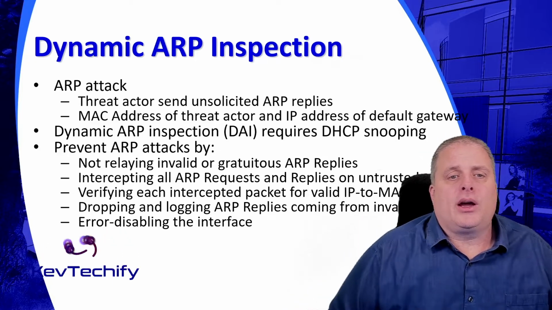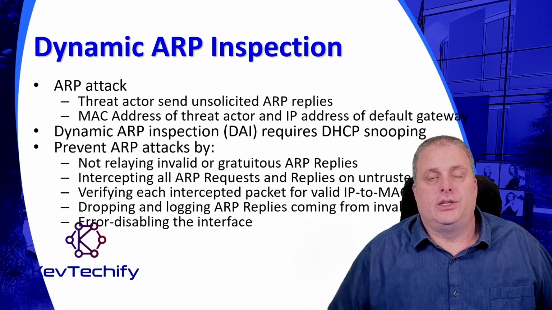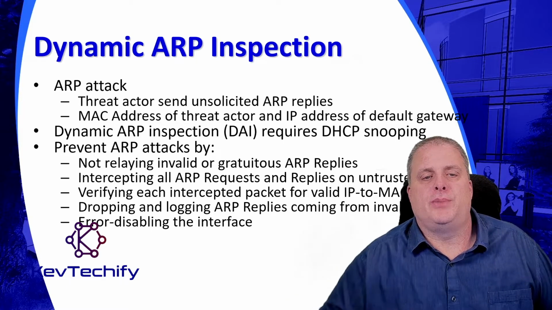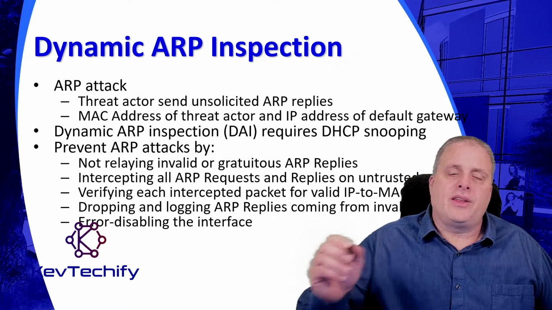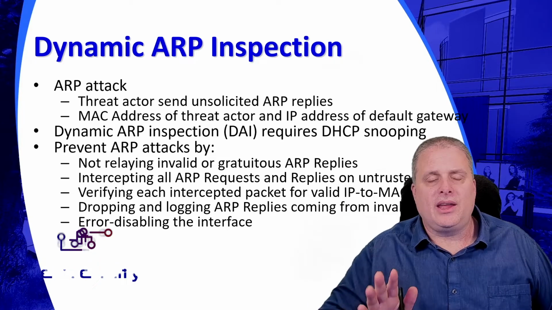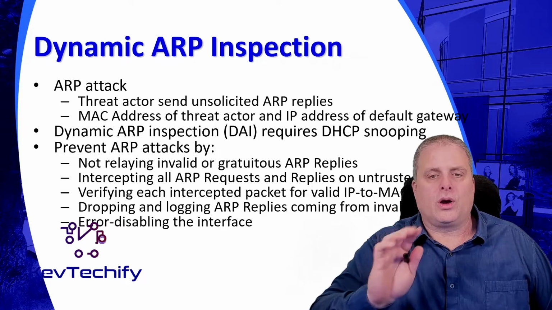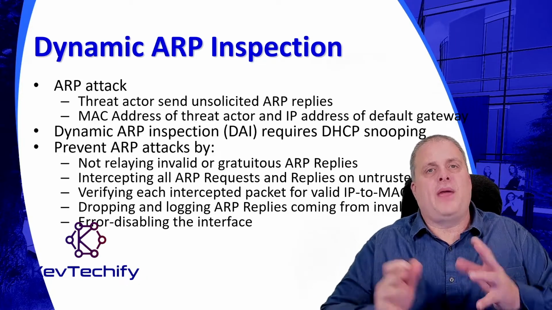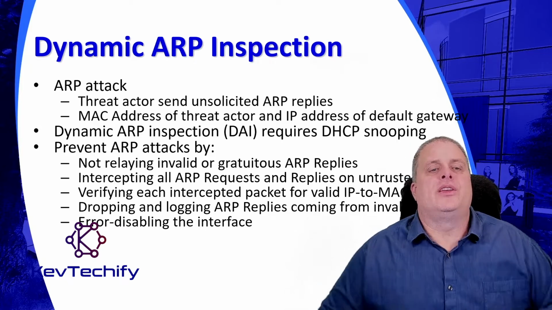We use Dynamic ARP Inspection here to do this. And part of Dynamic ARP Inspection requires that we use DHCP snooping. Now, to prevent an ARP attack, a couple things we have to do is not relay the invalid, or what we call the gratuitous ARP replies, something the threat actor made up to redirect traffic through his device.